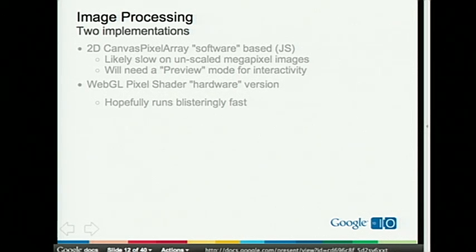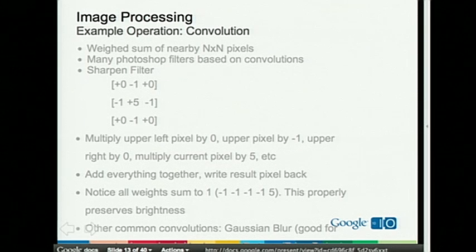Anyway, there are two implementations. One is based off just a canvas tag, and this new API where you're able to get something called a canvas pixel array and actually look at the raw pixels of a JPEG or a PNG that you loaded in. However, this mode's probably not going to be as fast as the hardware-accelerated one. So for really large images, like 8 megapixel, we might have to crop it down and let you only work on a preview image. The second implementation is WebGL. If you've got a WebGL-enabled HTML5 browser, we're hoping that it's going to run blisteringly fast. Here's an example of one of the operations I'm going to show you. It's called a convolution. Now, what's a convolution? A convolution is simply a weighted sum of nearby pixels.